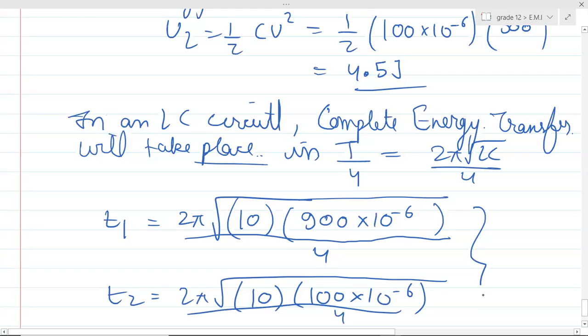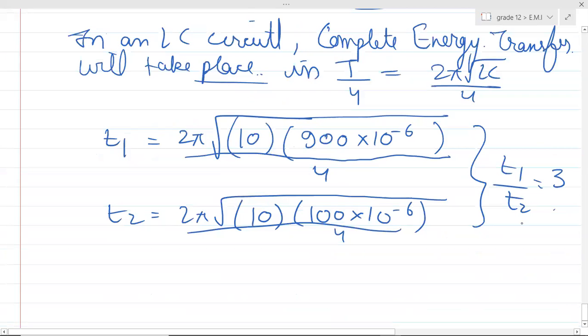So what will be the ratio of T1 to T2? Can you see everything else will get cancelled out? Here it will be under root of 900 upon under root of 100, which is basically 3. Answer. Numerical based question.